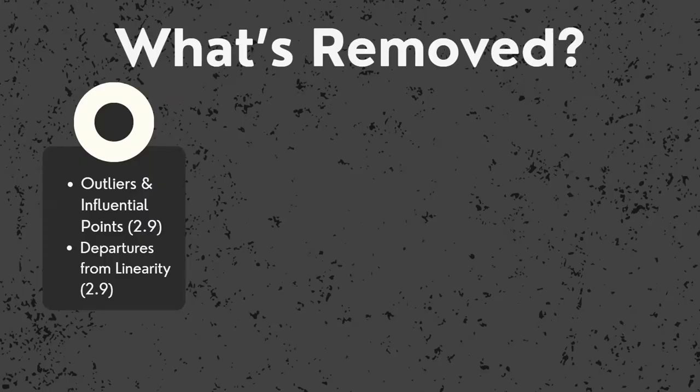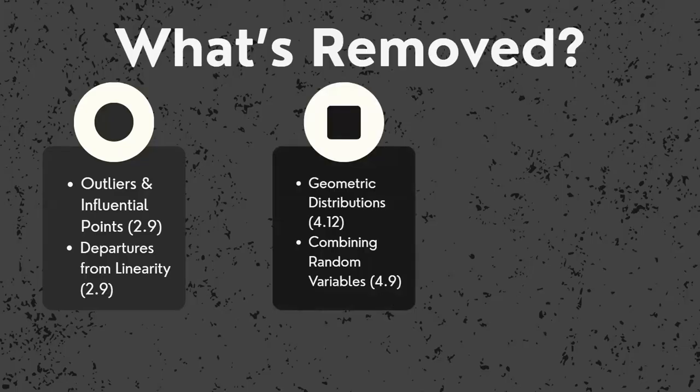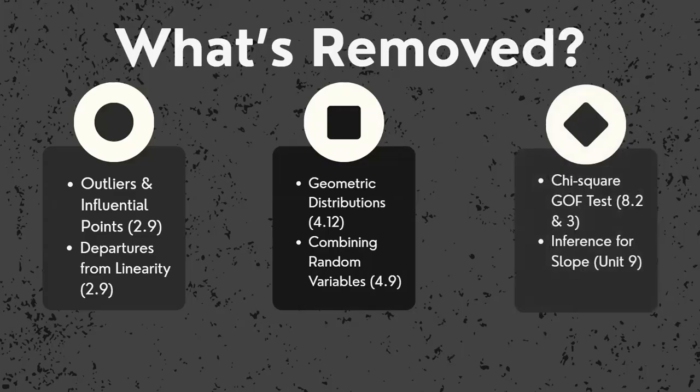Outliers, leverage, and influential points. Departures from linearity, geometric distributions, combining random variables, chi-square goodness of fit test, and inference for slope.